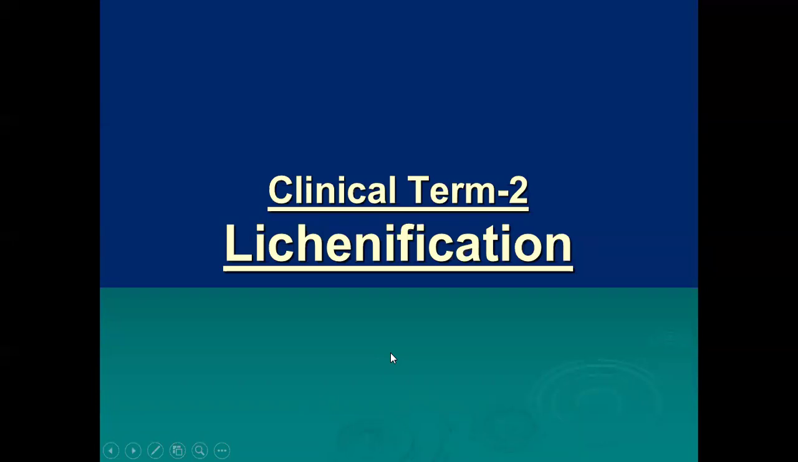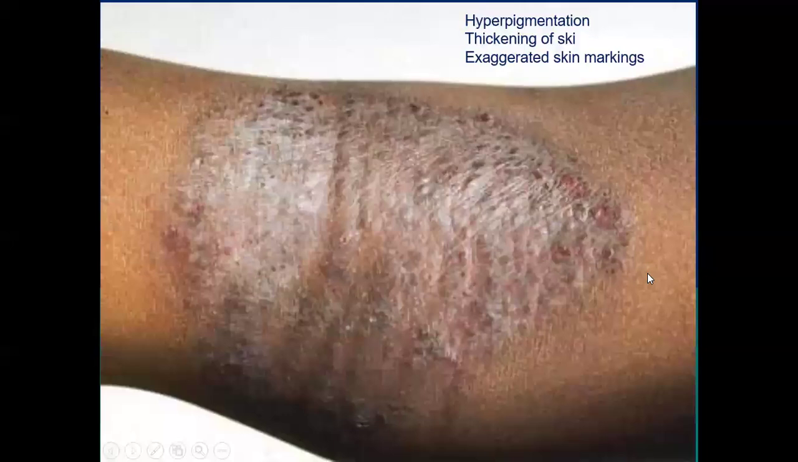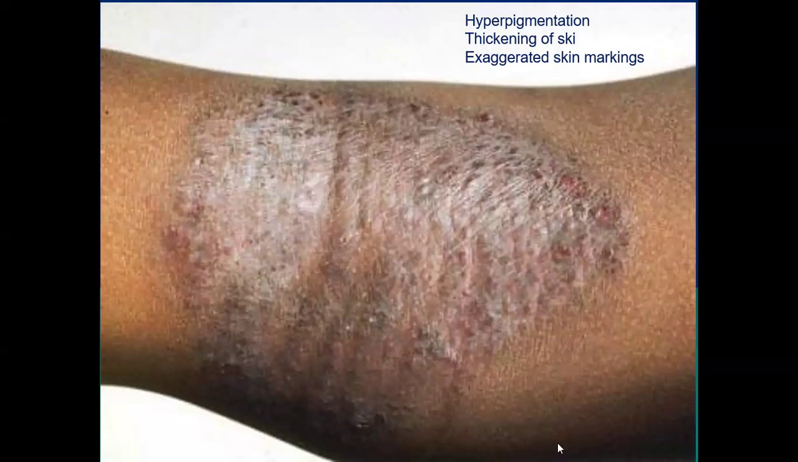The second term I'm going to discuss today is lichenification. Lichenification is a term we use frequently in different conditions. By lichenification, we mean three things: increased pigmentation, thickening of the skin, and exaggerated skin markings.